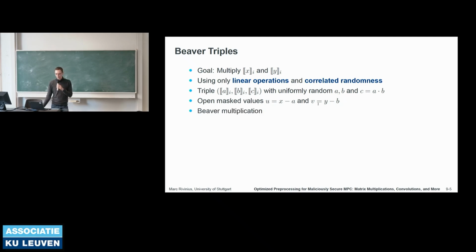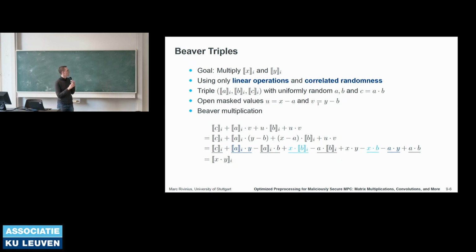And then the Beaver multiplication is just that here in the first line, this linear combination of the shares of a, b, and c, and you multiply a with v and u with b, and then also add the product of u and v. If you write it down, it all works out. You get a share of x times y, because the parts that depend on a and b just cancel out.